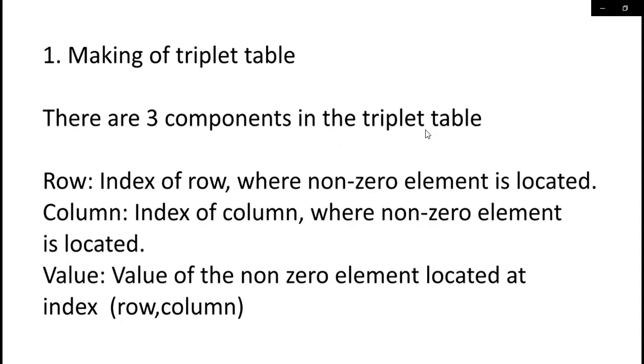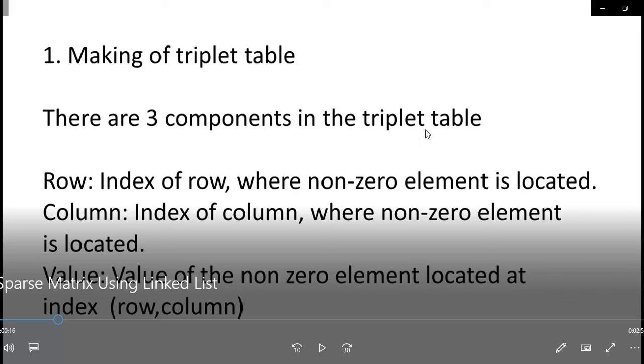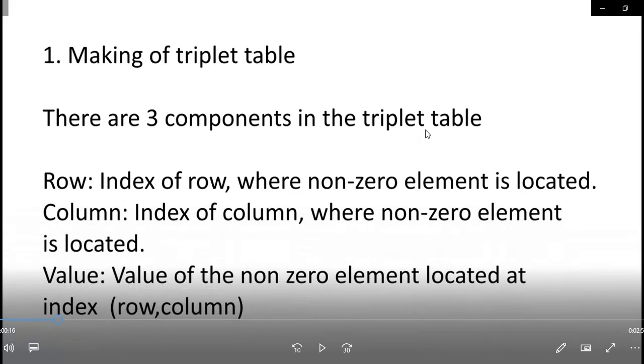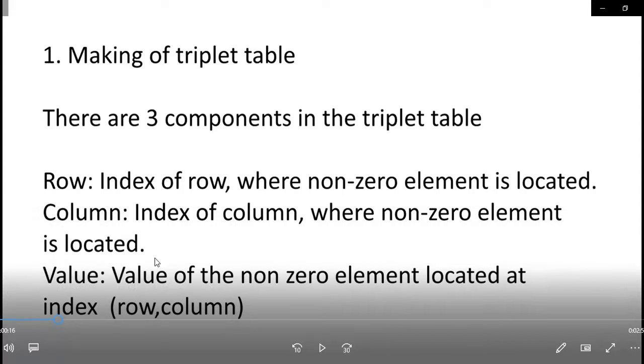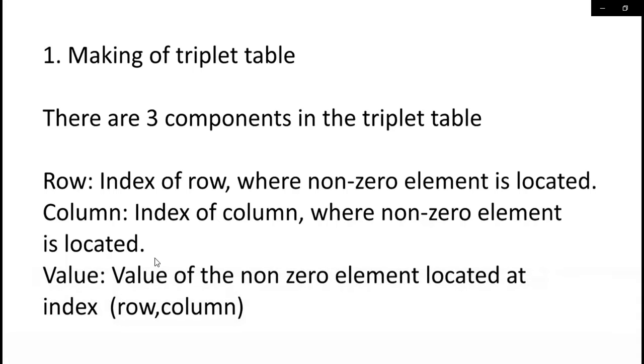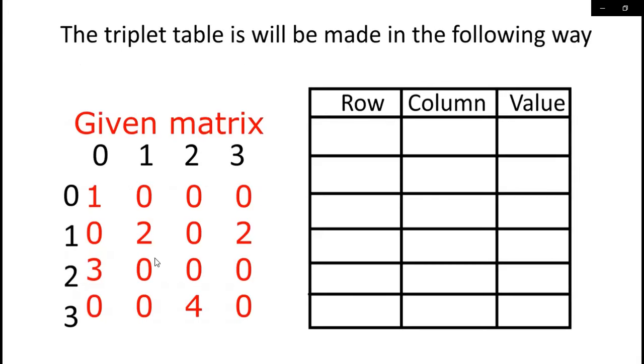We have already seen what is a triplet. A triplet is the representation of a non-zero element. It consists of three components, which are row, column and value. What is row? The index of the row where the non-zero element is located. Similarly, column is the index of the column where the non-zero element is located. Value is the non-zero value itself. So these are the three components which form a triplet.